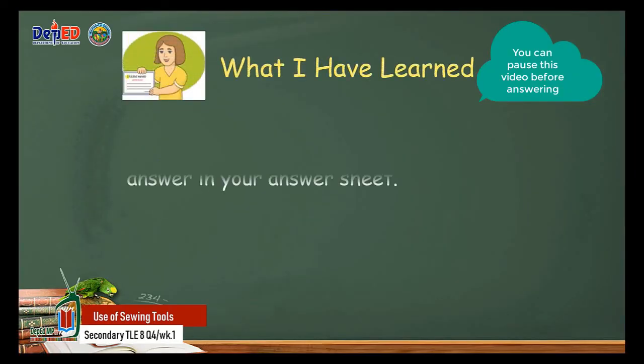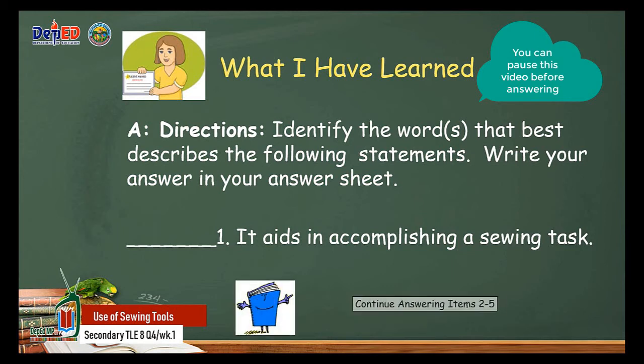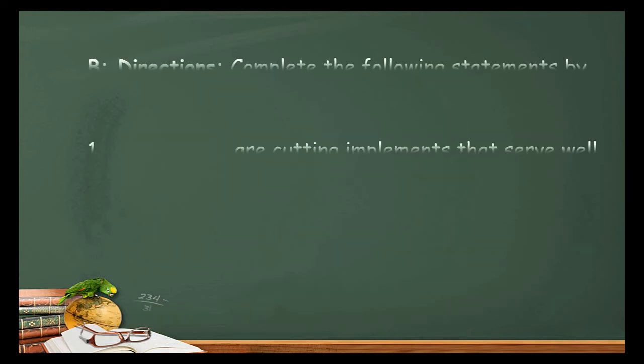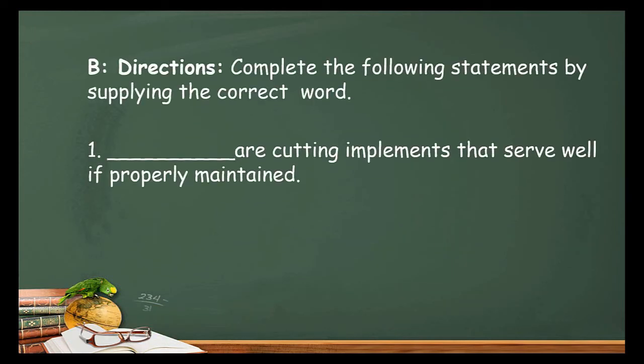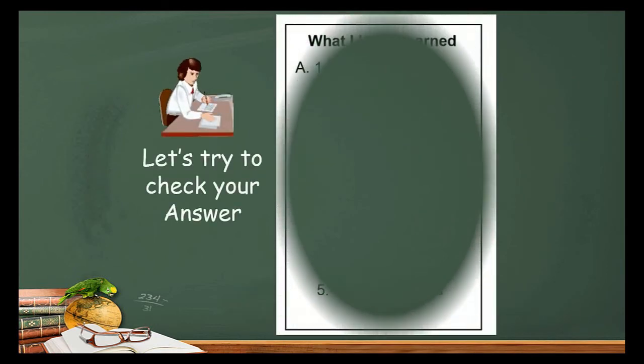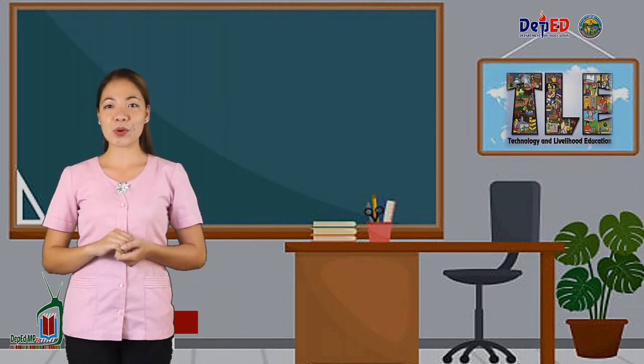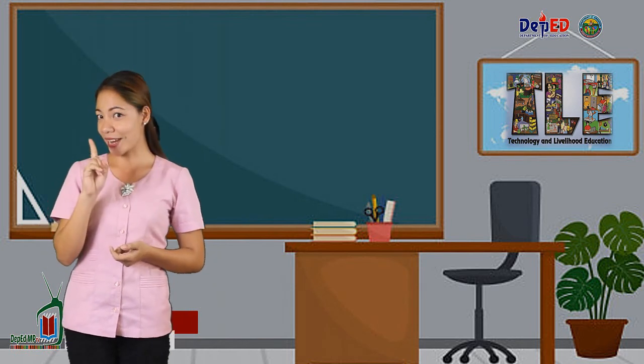Here is another stimulating activity for you. In your answer sheet for letter A, identify the word or words that best describes the following statements, and for letter B, complete the following statements by supplying the correct word. Let's check your answers. What can you see now are the correct answers for our activity. You are close towards the end of this module, but wait!